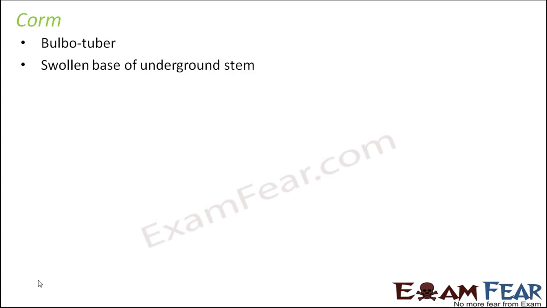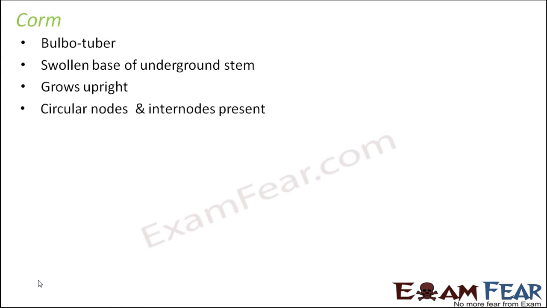The last and the fourth type of underground stem is the corm. Corm is a combination of bulb and tuber. So it is often termed as bulbotuber, because bulb plus tuber. So it also has a swollen base of underground stem. It grows upright. Circular nodes and internodes are present. They also help in food storage.